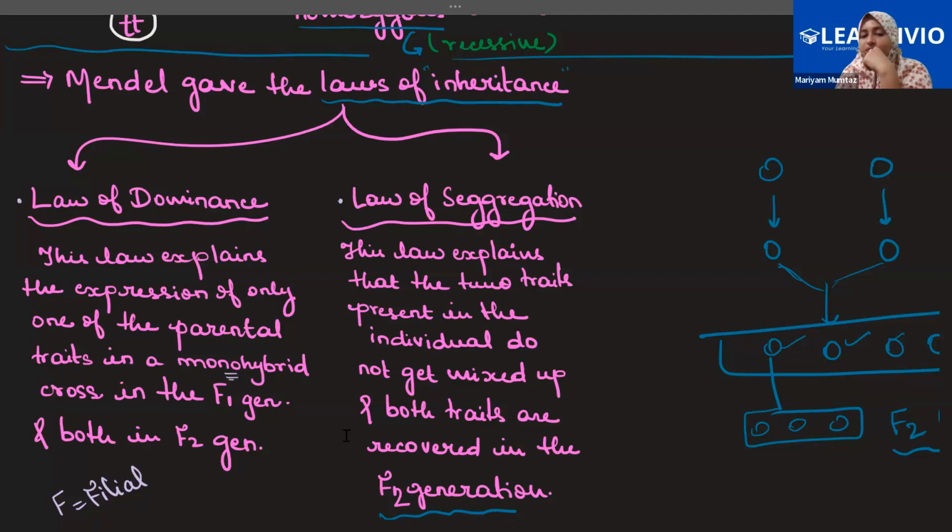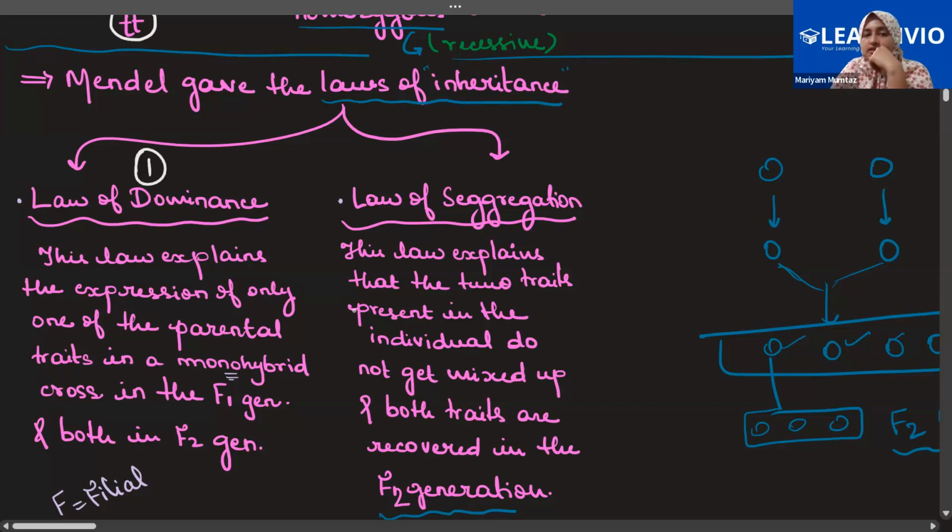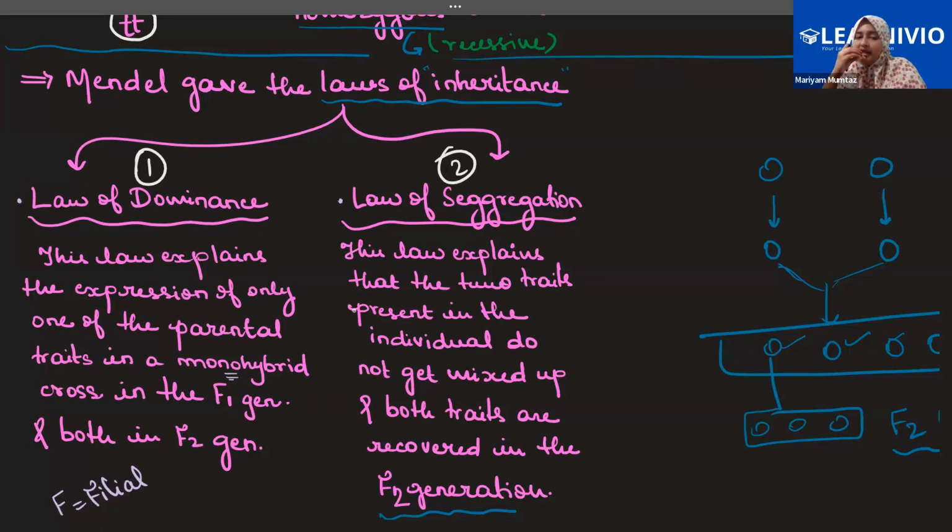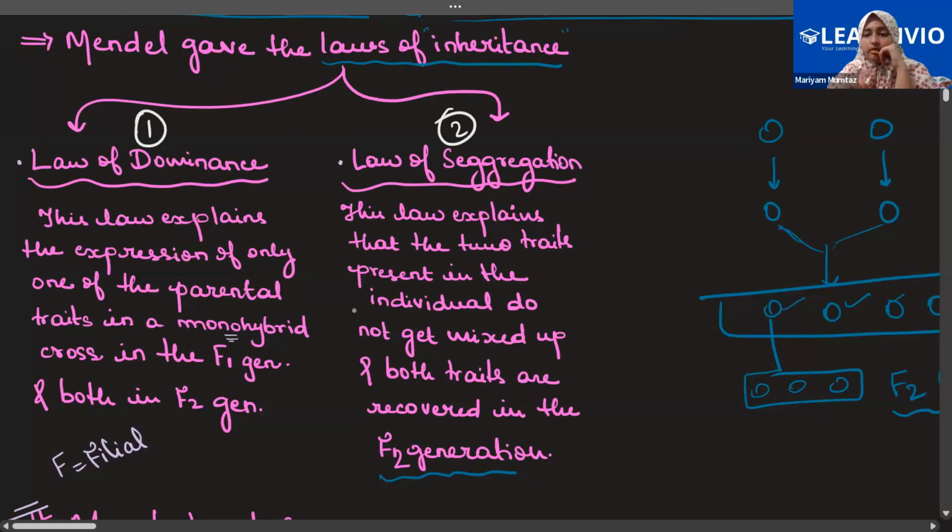See, Mendel is known as the father of genetics. We do know that. Now, why so? Because he gave the law of inheritance and laid down the ground rules for how inheritance takes place. He gave two laws under it: the law of dominance and the law of segregation. The law of dominance tells us that in the F1 generation, all the dominant traits will be expressed, while in the F2 generation, both the dominant and the recessive trait will express themselves.